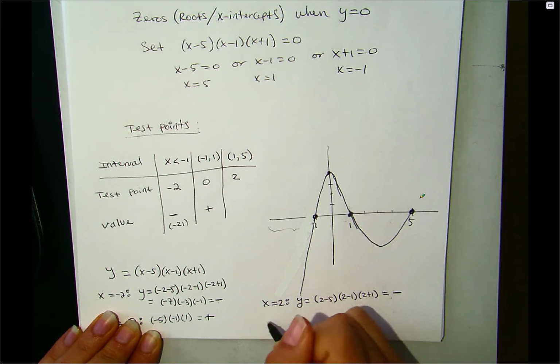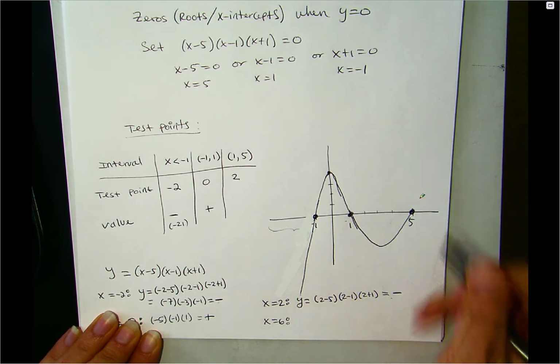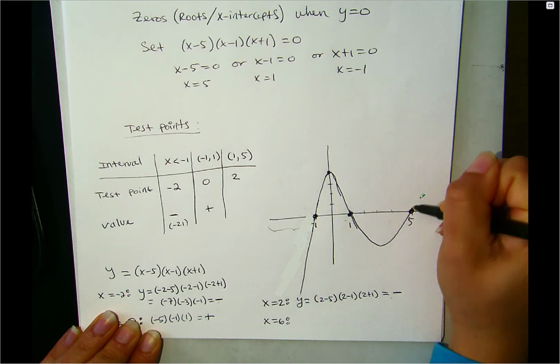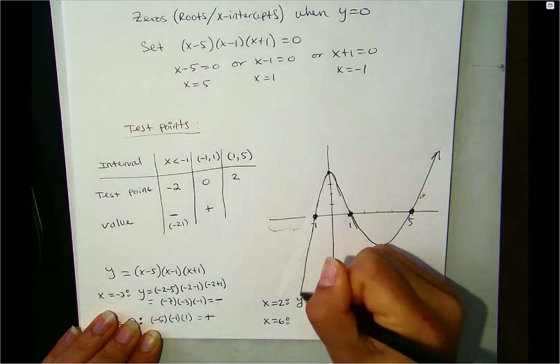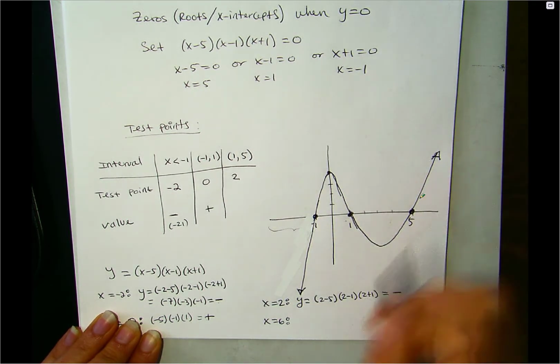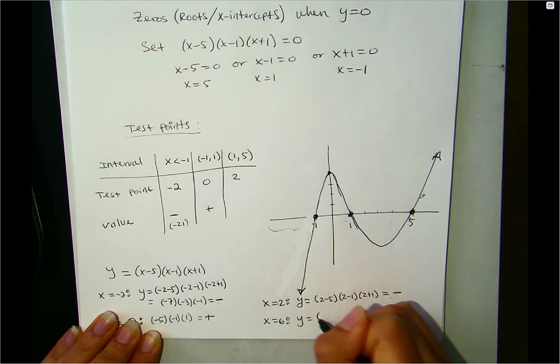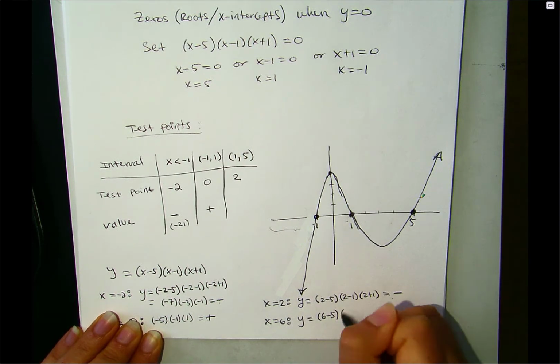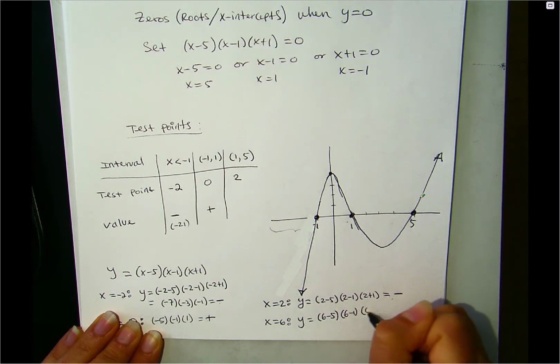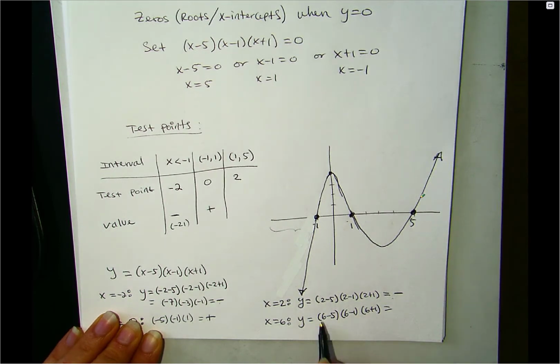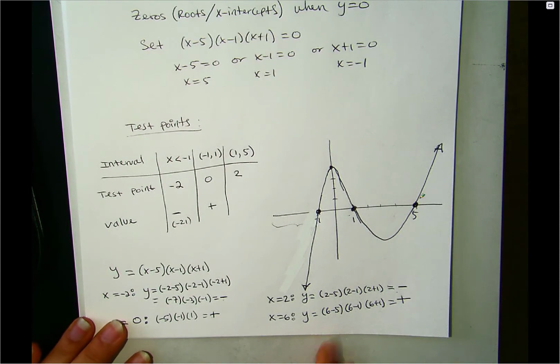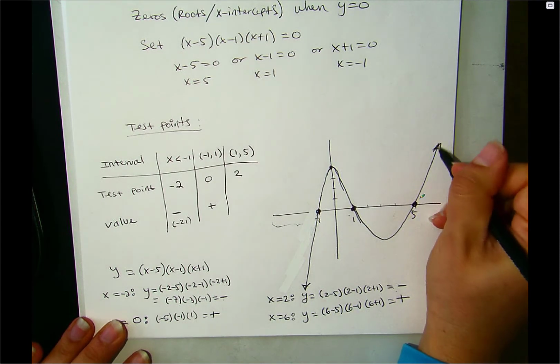And then when x is 6, we can kind of see without even doing the test point that this is going to keep going. But you can do the test point. So there will be 6 minus 5, 6 minus 1, 6 plus 1. And everything now here is positive. So you end up with the positive. And so that's how you graph a polynomial.